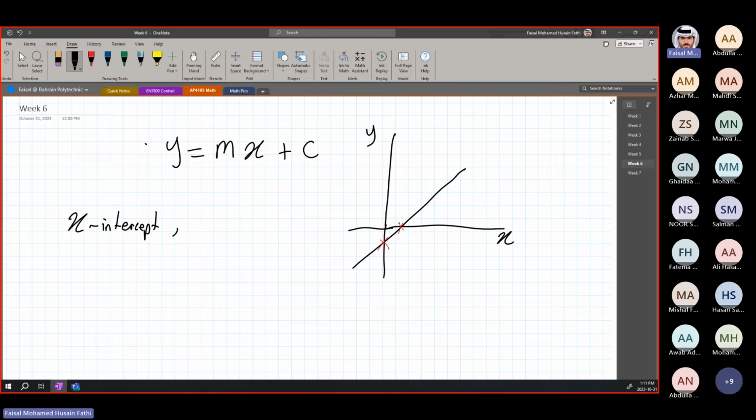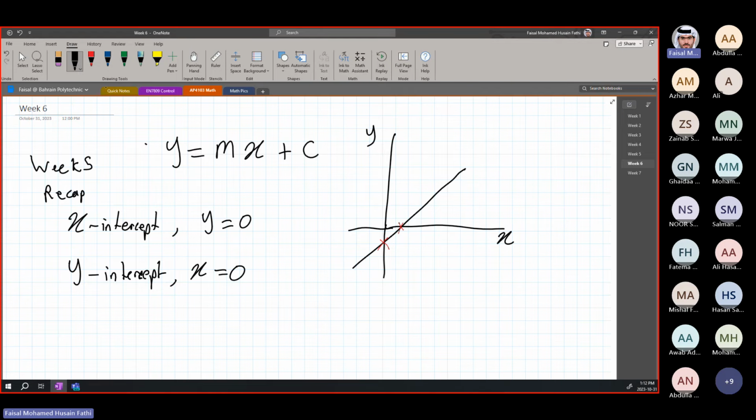To find that mathematically, you simply put y equal to 0, and you find the value for x. For the y-intercept, it's the same idea. You put x to 0, and you find the value of y. Okay, so this is just a week 5 recap.